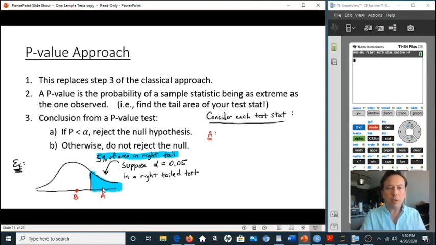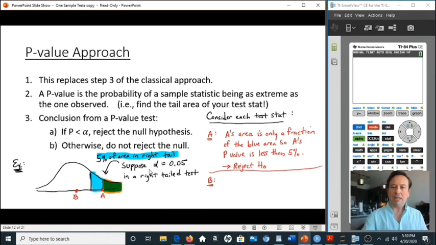Okay, so to be extreme or more extreme than A, that's going to be from A and higher. So if you were to highlight that, now it's this little green area. All right, so what does that say about A? So first, this area here is a fraction of the blue area that I already highlighted. So if the blue area is 5% and this green area is a fraction of that, then that means its area has to be less than 5%.